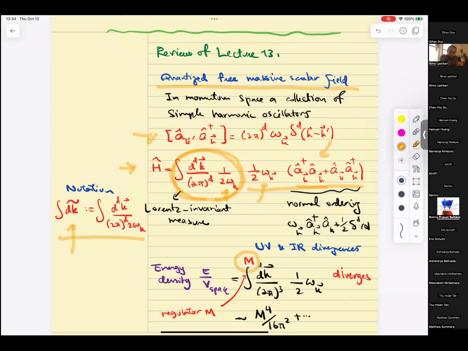Now, what we did next was normal ordering, which is a prescription that moved all the annihilation operators to the right of all the creation operators, at the cost of shifting it by some half. But then there was a Dirac delta that came up because of these commutation relations, so there's Dirac delta of 0.